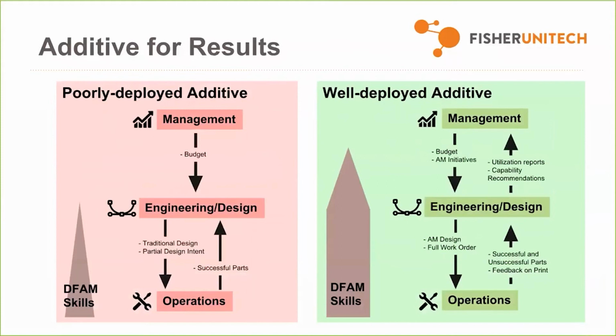So as I mentioned, there really needs to be a two-way street for DFAM to work properly. One common example we see is that management essentially provides a budget to engineering to get some new equipment and to start printing parts. That doesn't go well because essentially then there's no optimization, there's no feedback loop. So on the right, as you see the well-deployed additive, there's a two-way street going all the way from management to operations and all the way back. So that's the kind of workflow you want to develop in your organization to make sure DFAM is optimized well.